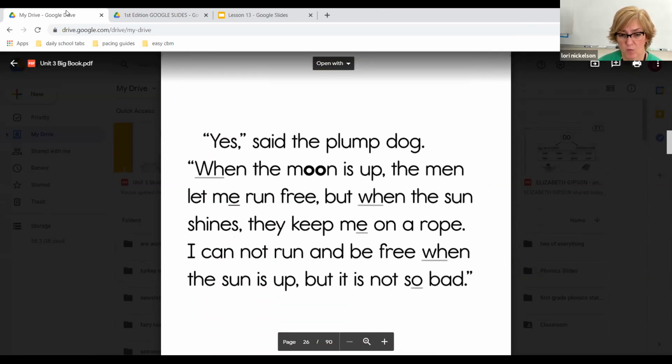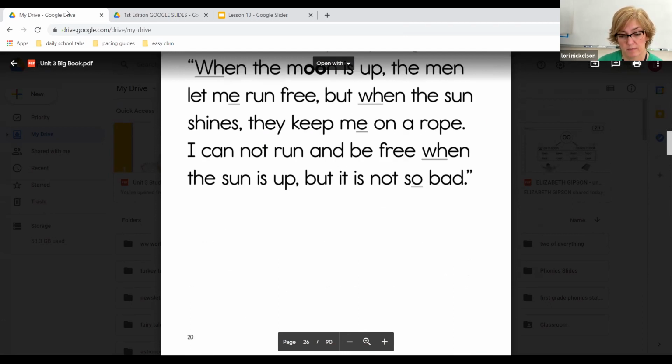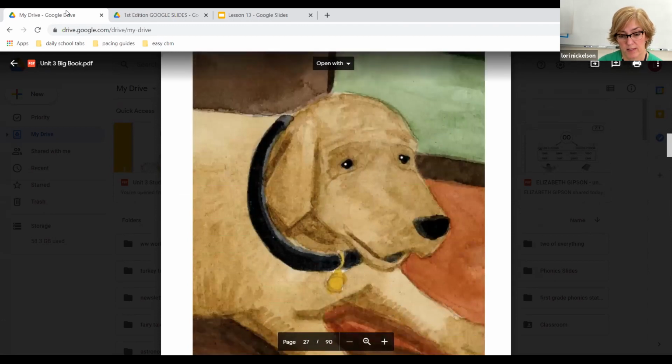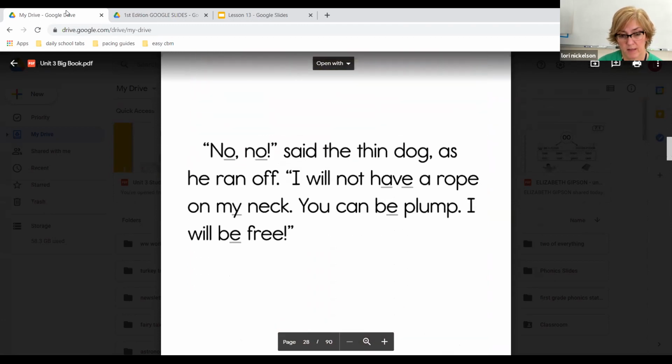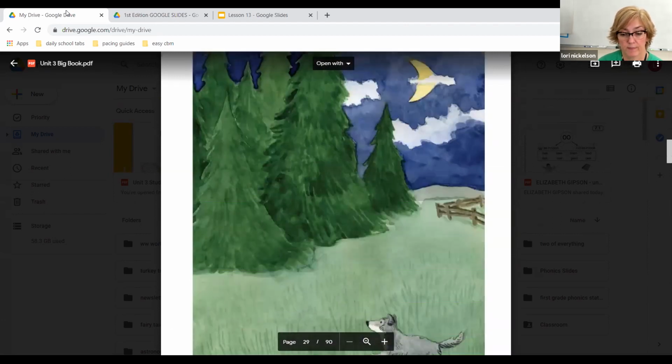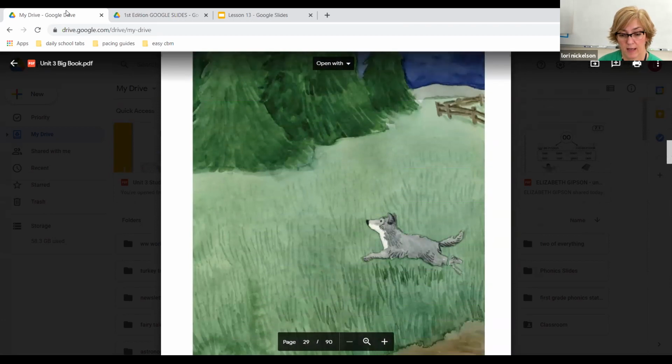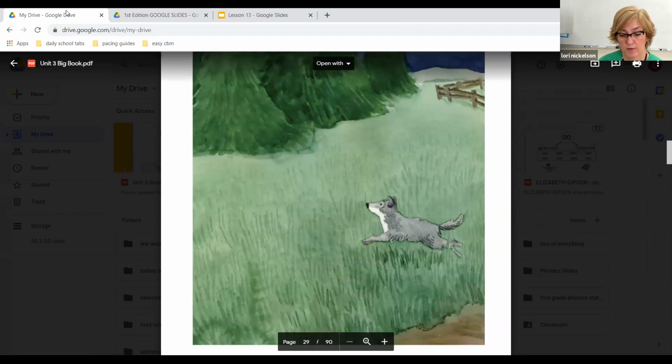"Yes," said the plump dog. "When the moon is up, the men let me run free, but when the sun shines, they keep me on a rope. I cannot run and be free when the sun is up, but it's not so bad." There he is talking to him again. "Nope, nope," said the thin dog as he ran off. "I will not have a rope on my neck. You can be plump. I will be free." And there's the little dog running.